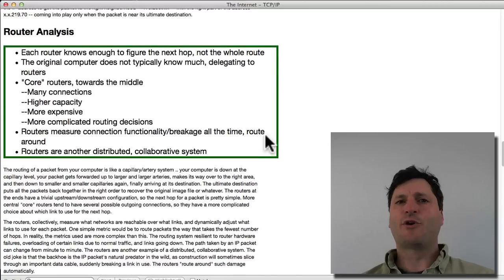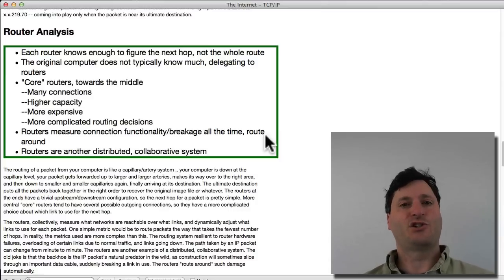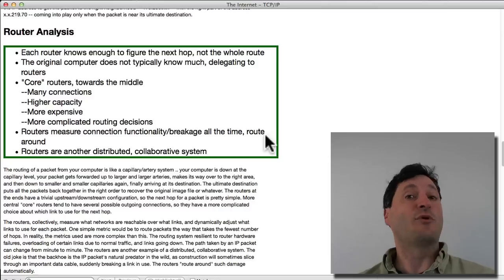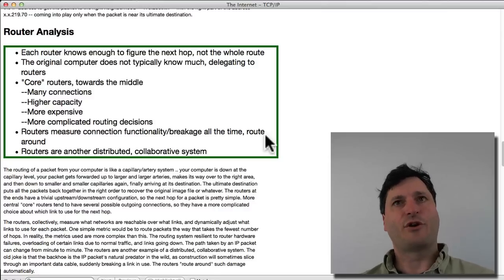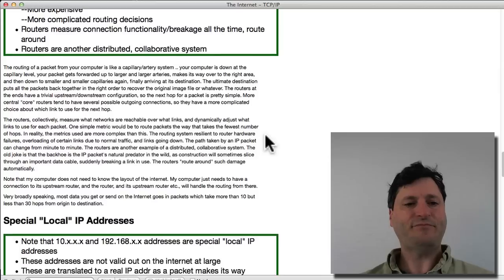I should mention that it's not that all the maps of which way things go are done statically. Instead, the routers are dynamic. They're always measuring which links are overloaded or which ones are functioning or not functioning, and they will automatically route around breakage. So the whole system has a dynamic healing quality. As I mentioned earlier for Ethernet, routers are another example of a distributed collaborative system, in that they cooperate with each other, working all together to solve the routing problem for these packets.